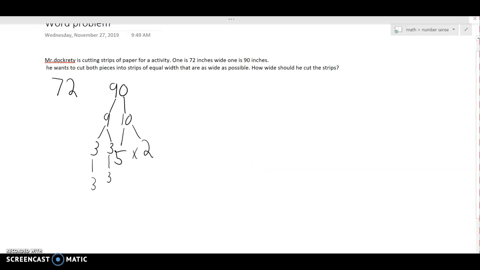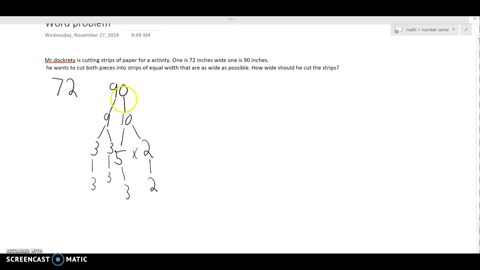And 5 can be divided. No, I just went wrong. So you bring down a 3. And then for the 2, it's a prime number, so you put 2. Now 72, let's make one.